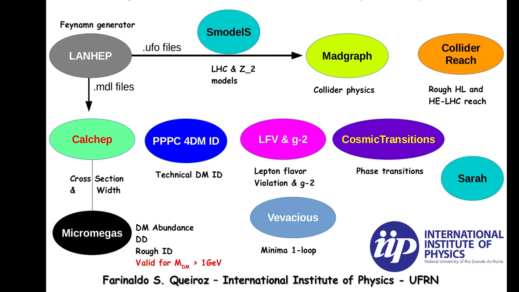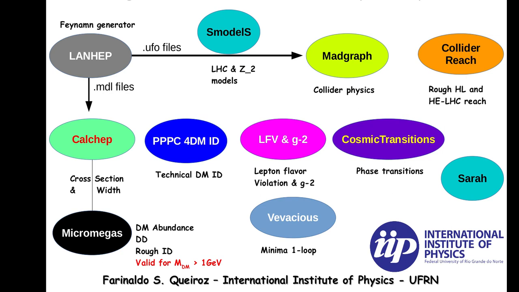And I'll also give, out of this list, as you can see in the very first slide, codes called LanHEP, which is the one I'm going to talk about today, CalcHEP, and micrOMEGAs. These three codes I'll be covering. And there is also this PPPC4DMID in blue, which is a code for gamma ray searches in the context of dark matter. It's a code that computes the energy spectrum from dark matter models. This one in pink, LFV and g-2, is a code I wrote, which computes new physics contributions to g-2 and lepton flavor violation, based in Mathematica.